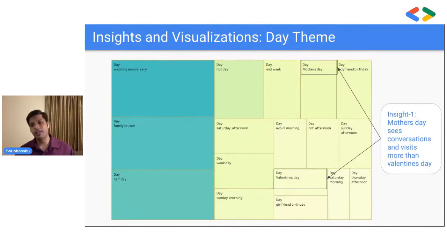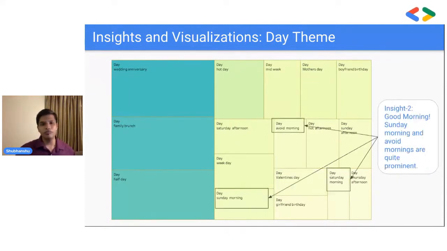It's highly likely that for Valentine's Day, only a couple might visit the restaurant, but for a Mother's Day celebration, a whole family might visit, thus leading to more revenue per marketing dollar. So you see the power of the kind of insight that this contextual topic modeling is bringing to the table.